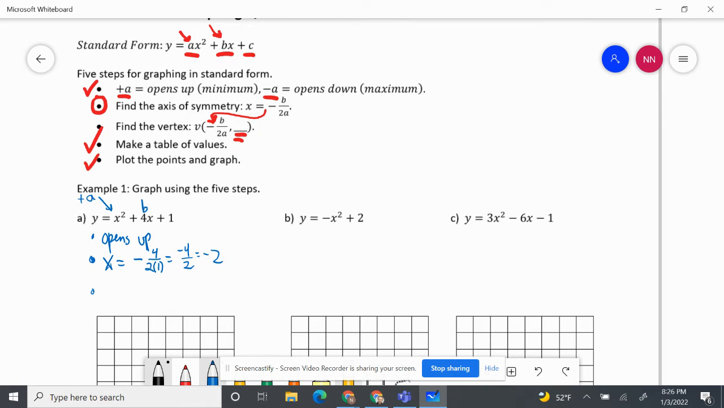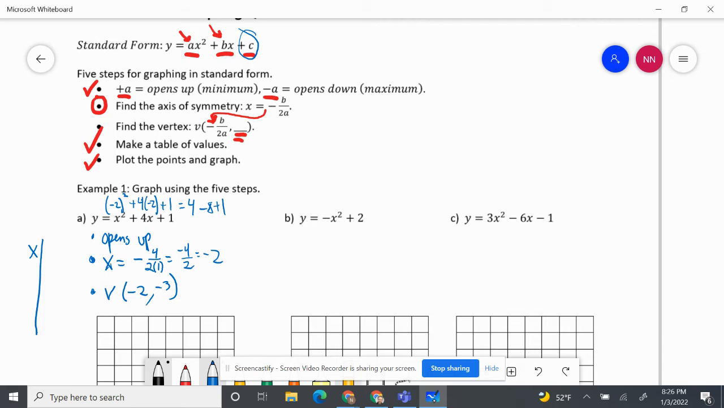Now, in order to find the vertex, we're going to use the negative 2. Unfortunately, this is not our k value. That's our c value, if we look right up there. So we can't just drop down the 1. What we have to do is plug the negative 2 into our equation. So we take the negative 2, square it, plus 4 times negative 2 plus 1. Negative 2 squared is 4. 4 times negative 2 is negative 8, and then we have plus 1. 4 minus 8 is negative 4, plus 1 is negative 3.